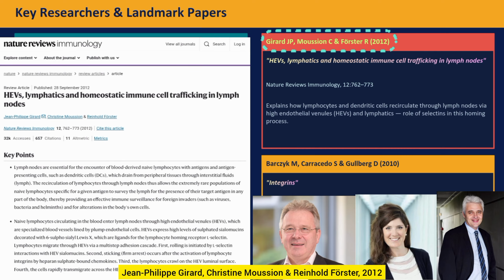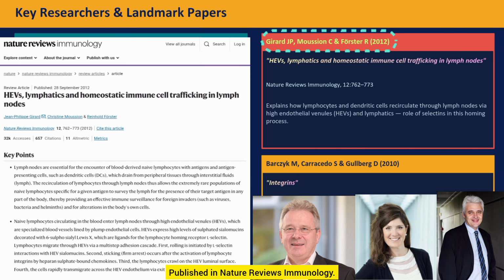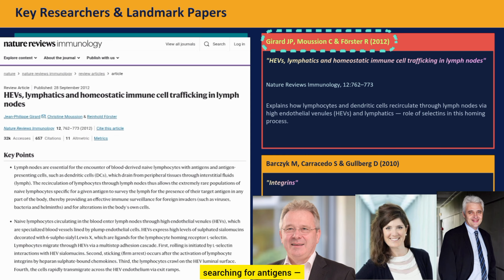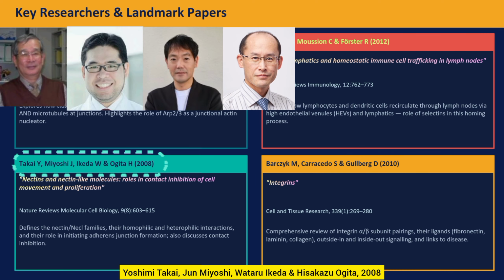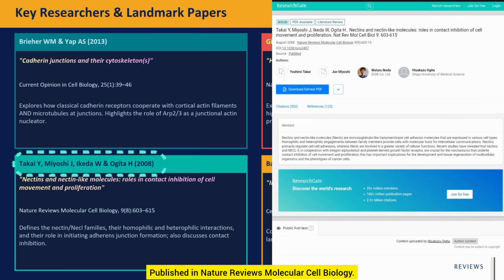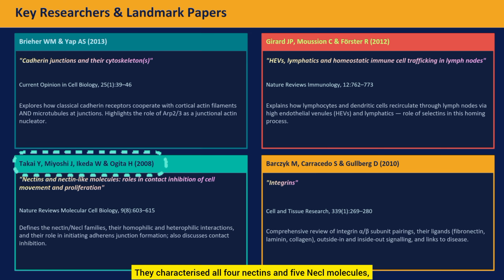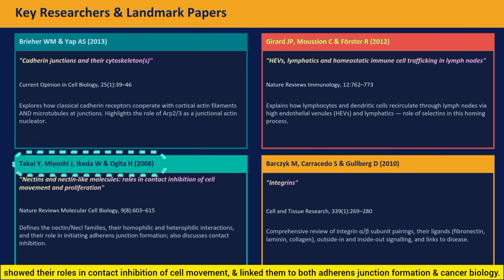Girard, Moussion and Förster, 2012, published in Nature Reviews Immunology. This is the key paper on leukocyte homing. They explained how lymphocytes constantly recirculate from blood, lymph nodes, lymphatics, blood again, searching for antigens, and how selectins and HEVs control this traffic. Takai, Miyoshi, Ikeda and Imai, 2008, published in Nature Reviews Molecular Cell Biology. The landmark paper on nectins. They characterized all 4 nectins and 5 nectin-like molecules, showed their roles in contact inhibition of cell movement, and linked them to both adherens junction formation and cancer biology.